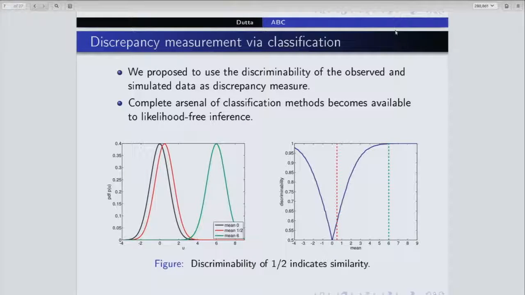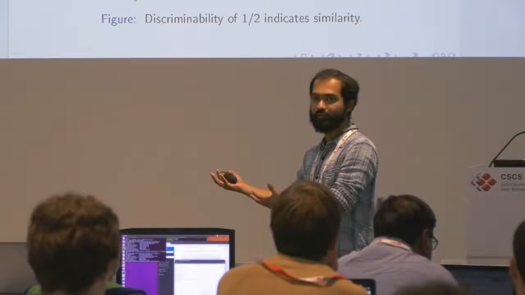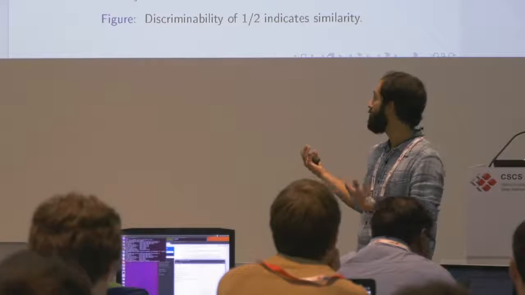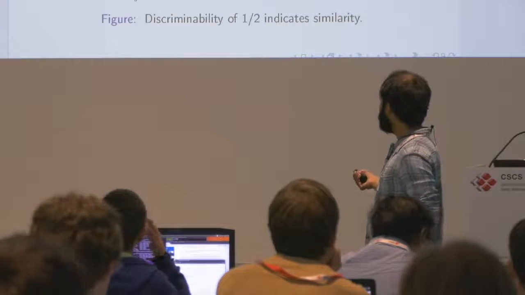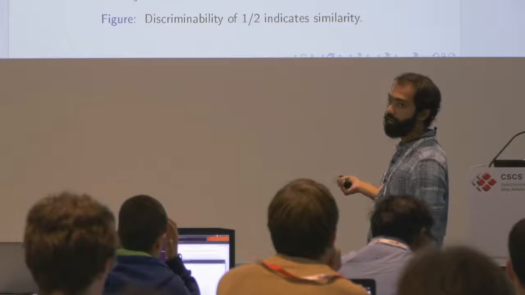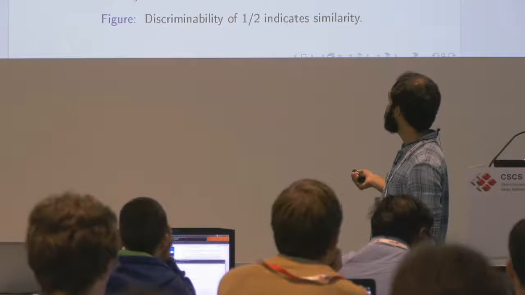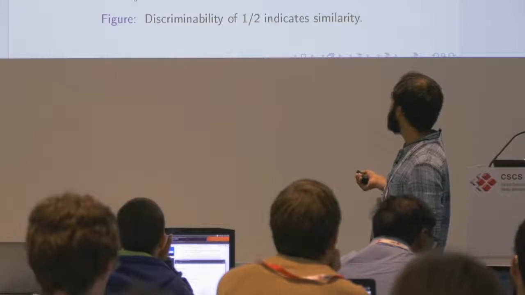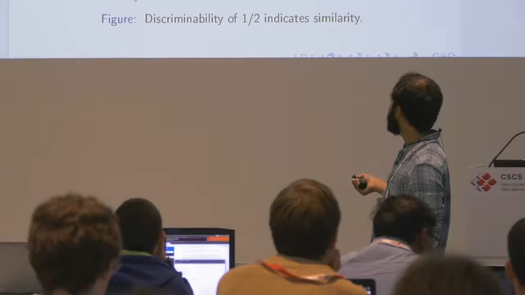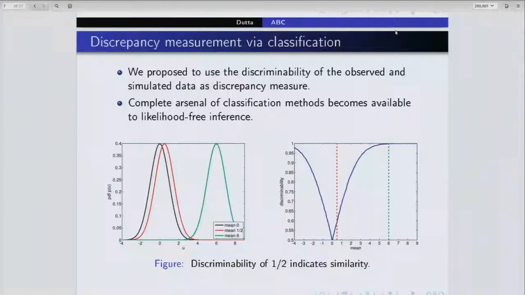So if you define classification accuracy as a distance measure, then this whole ensemble of classification methods becomes available for ABC. You can use any of them to compute your classification accuracy. You can see this is the same problem we were talking about, with mean 0 and mean half. This shows the probability distributions of them, and this black one is the true one. If you have mean half, then they are very close, and the probability distributions look very similar. If it is farther away, then they look different. And you can see this is the plot of classification accuracy, the discriminability.